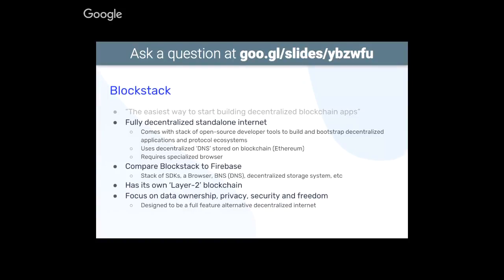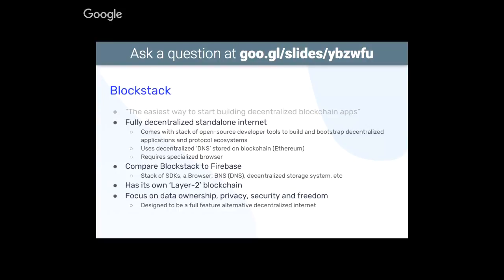It comes with its own decentralized DNS system that's stored on the Ethereum blockchain. It does require a specialized browser to interact with, and that browser stores things like your passwords and apps that you have enabled. On their website, they compare Blockstack to a Firebase style stack. So it's got a stack of SDKs, a browser, a DNS or BNS system, decentralized storage, sort of a one-stop shop for your decentralized interactions. It even has its own layer 2 blockchain.